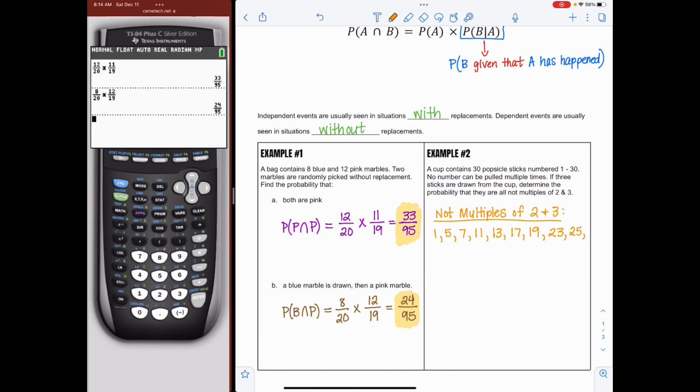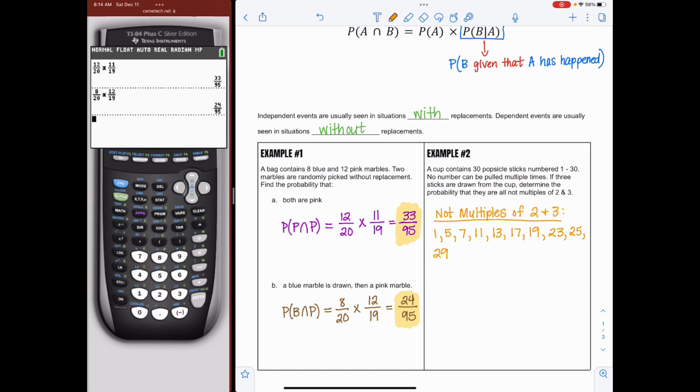26 is a multiple of 2. 27 is a multiple of 3. 28 is a multiple of 2. 29 is a multiple of neither. And 30 is a multiple of 2 and 3. So these are the numbers that are not multiples of 2 and 3.